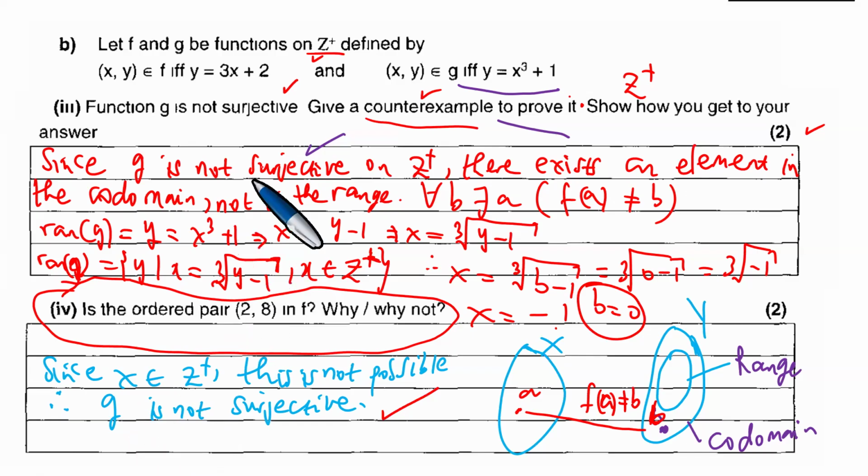Then we're done. We're supposed to just give a counterexample. This is an example, not a general proof, because we took a specific b equals 0. Let's move to the next question as we practice more.